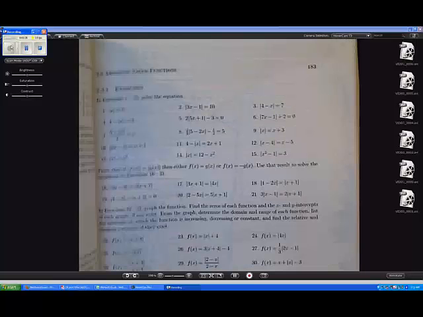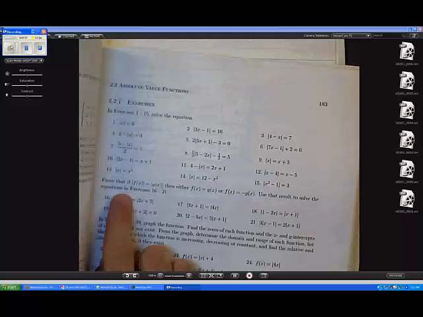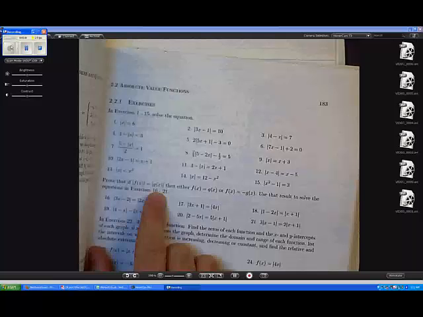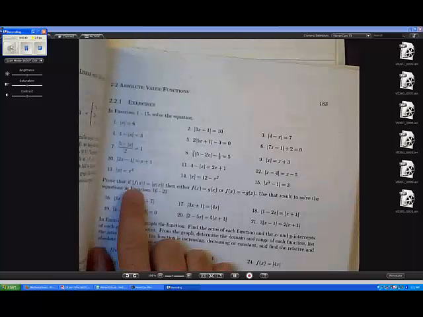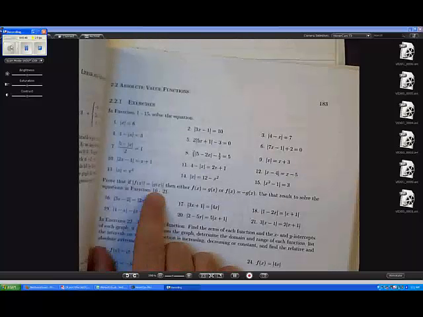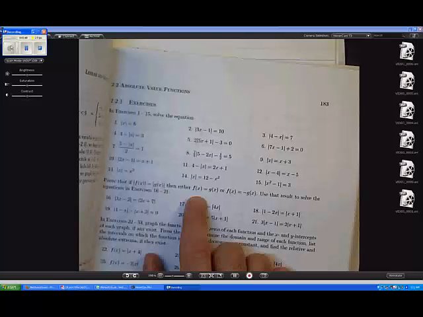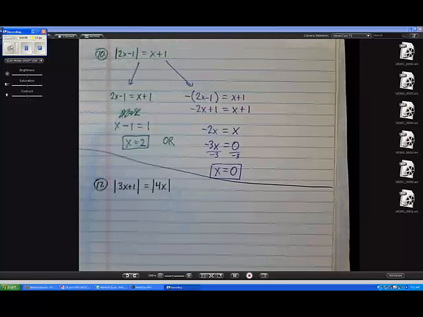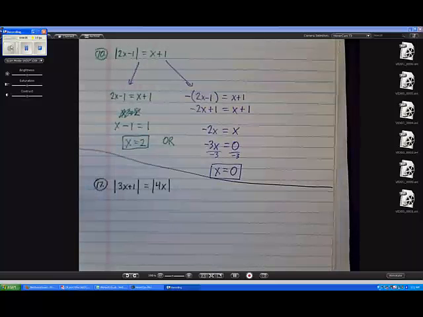Part of the exercise is to prove that if these bars are equal to each other, absolute value of f is equal to the absolute value of g, you really only need to worry about 2 cases. Now, how do you prove that? You know how you prove it? You try and do all 4 cases once. You do it once, and then you realize, oh, I didn't need to do that. Okay?